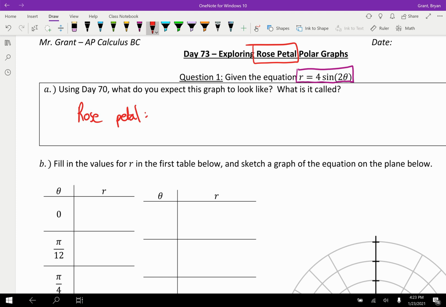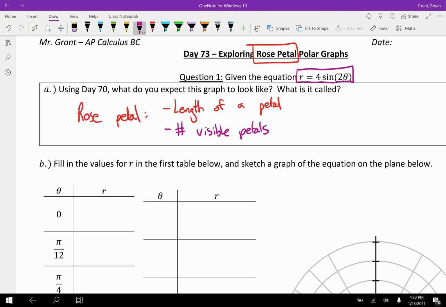And there are two things you need to know about rose petal graphs. First, you're going to need to know the longest length of a petal. And second, you're going to need to know the number of visible petals. You might be thinking, wait, visible petals? Why would there be invisible petals? And we'll discuss that at length as we go through. So we're actually not going to fill those in yet. We'll do that in just a second.